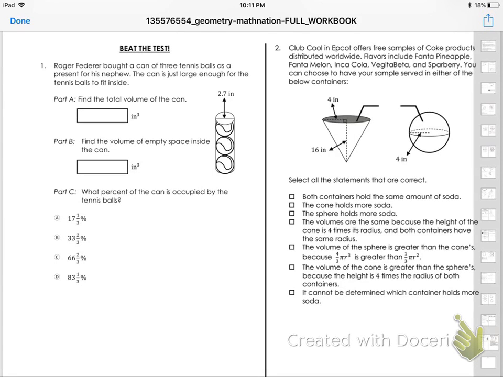Okay, hello guys. I had a request to go over a couple of problems from section 14. This is the Beat the Test on page 343. So I'm going to go over these two problems as well as the Try It on page 345, I think, whichever ones Nika asked me for.